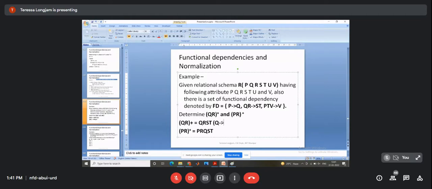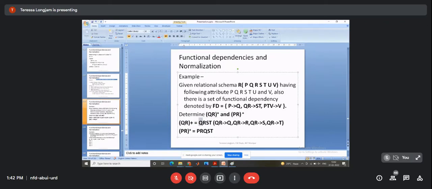So I'll just use this to represent the arrow. QR will be able to determine Q, QR will be able to determine R, QR will be able to determine S, QR will be able to determine T. So these are the functional dependencies that we can conclude from this closure. When we have a closure, we can conclude this.